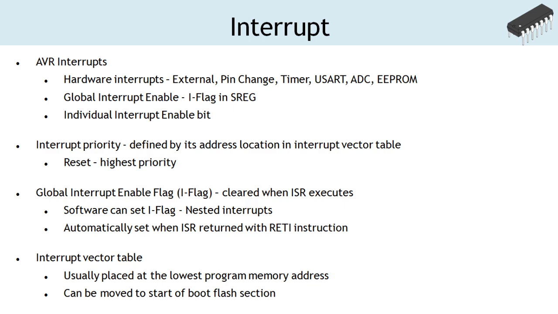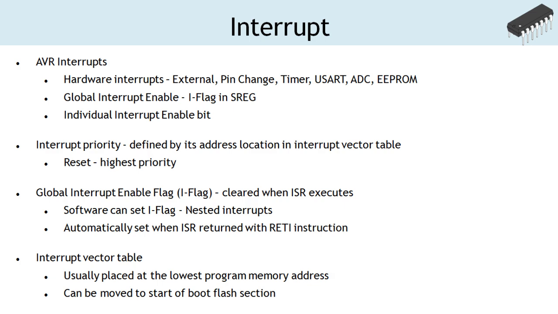Then interrupt 0 follows. When an interrupt occurs, the global interrupt enable bit, that is the I flag in the status register, is cleared and all interrupts are disabled. The user software can write logic 1 to the I flag to enable nested interrupts. All enabled interrupts can then interrupt the currently executing interrupt service routine. The I flag is automatically set when the return from interrupt instruction is executed.